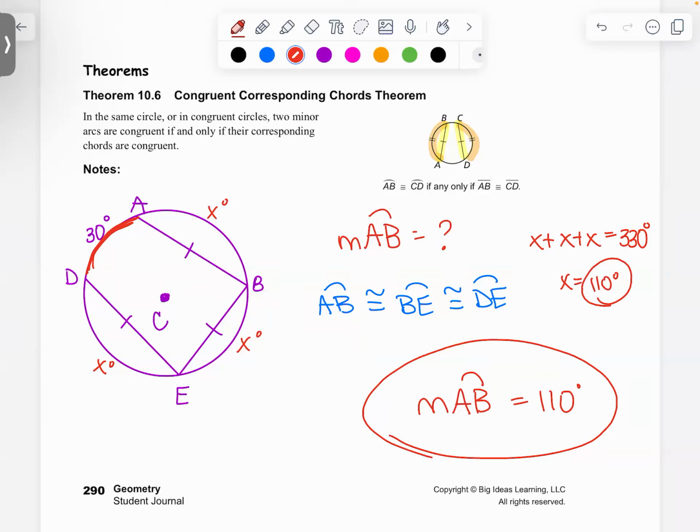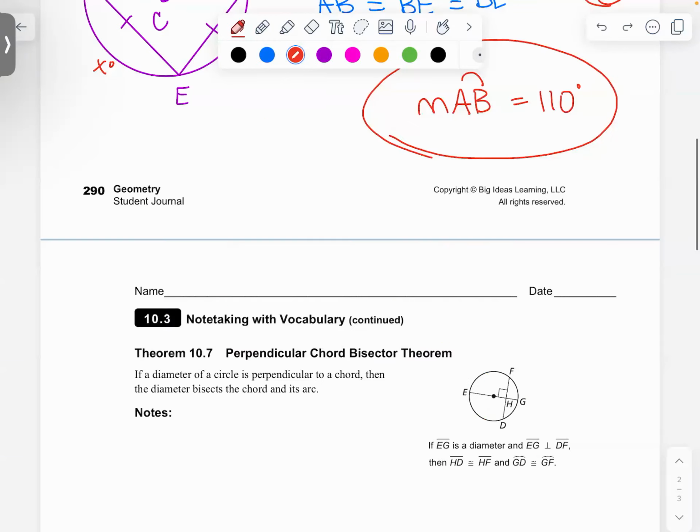And when you say sides, do you mean the chords? Yeah. And I'm saying specifically chord because it has to be a chord. Yes, if the chords are congruent, the arcs are congruent. And it can go vice versa. So if you know the arcs are the same measure, then you know the chords will be too. So it can go this way or it can go this way.